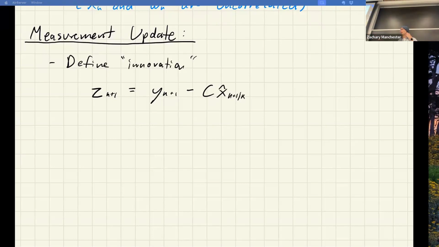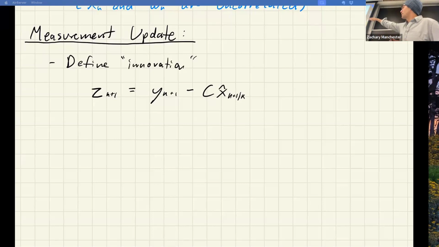In some sense, this is like your surprise. I actually think the word I would use for this is surprise. It's how off your prediction is from what you actually saw. People call this innovation. The idea is it's the error in your prediction, so to speak. It's how surprised you were by the measurement you got.